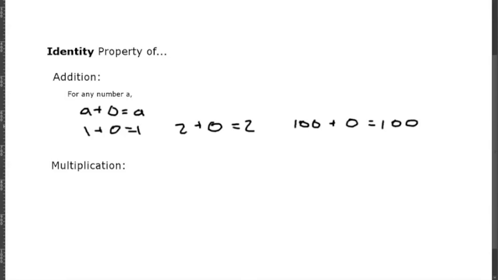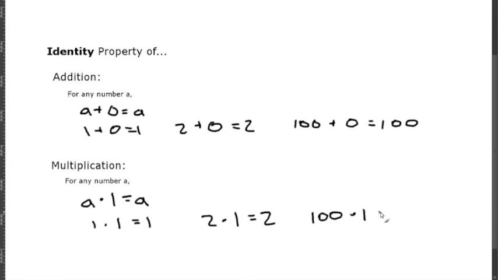Now, for multiplication, it says that for any number a, a × 1 = a. 1 × 1 we know is 1. 2 × 1 we know is 2. 100 × 1 we know is 100. So that means that the product of a factor and 1 is always going to be that same factor.